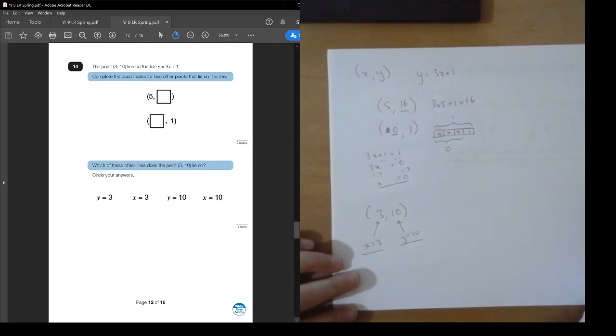Don't look at one answer, say this is my answer, and then leave it. Just because it's a 1-mark question doesn't mean there's one answer. It does say circle your answers, so it kind of gave you a hint that there was more than one answer. Quite a few of you only circled one answer. You should have circled 2.